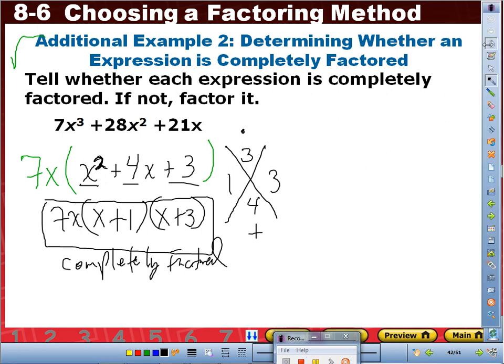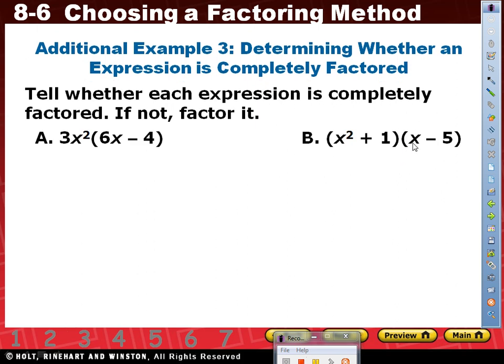Example 3. Yep. Copy this. It says, and we're still, guys, we're still checking to see if it's factored completely. If not, we factor. So example 3A is 3x squared times the quantity 6x minus 4. And 3B is the quantity x squared plus 1, over the quantity x minus 5. Copy that. Let's do this one together.